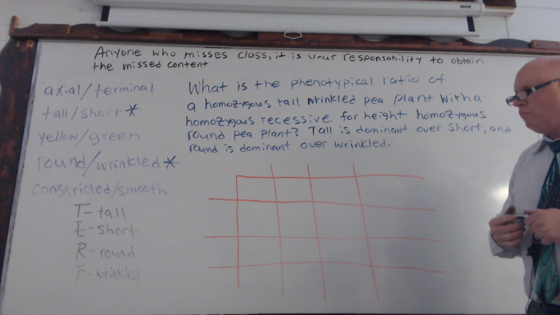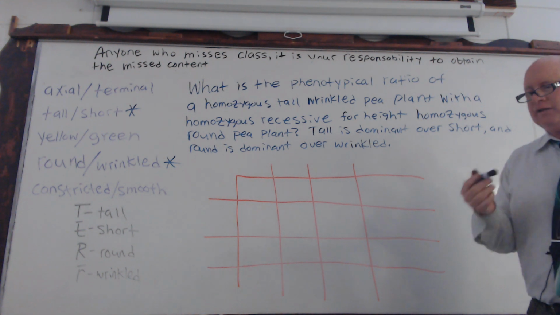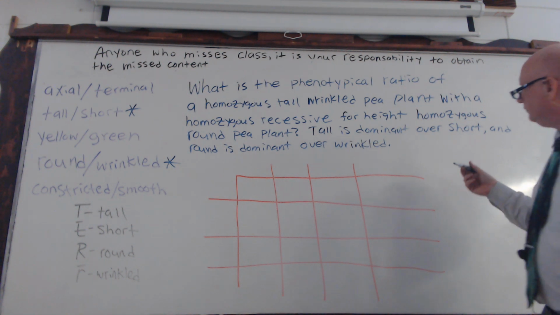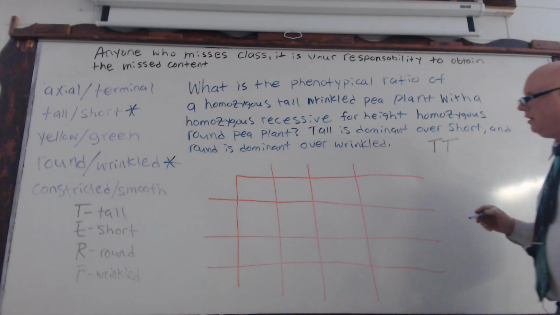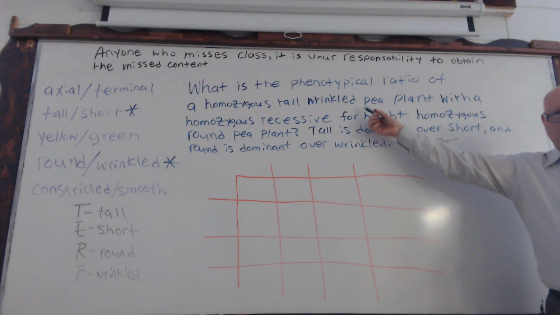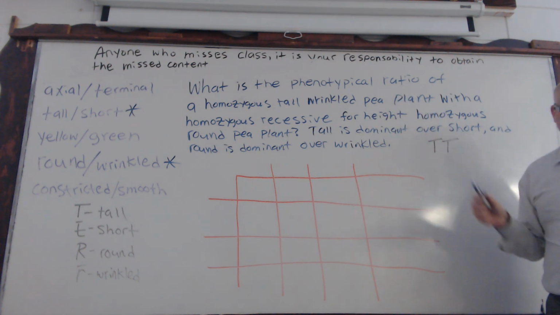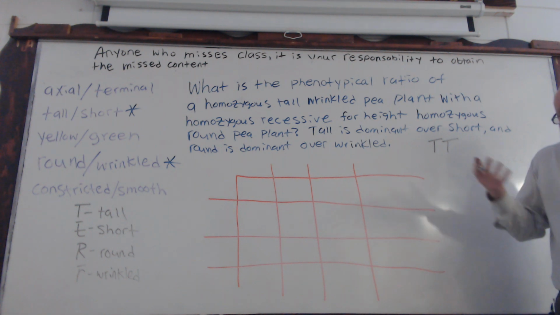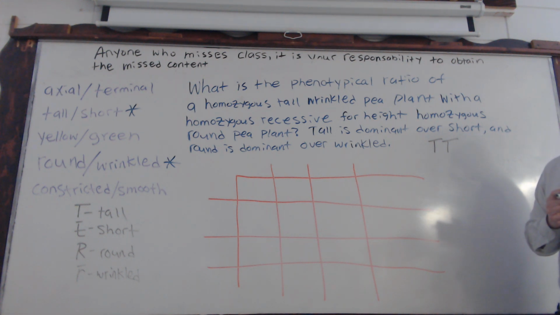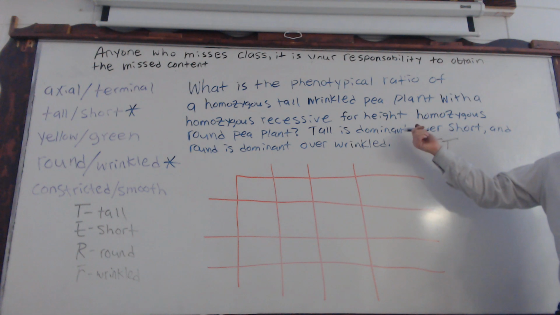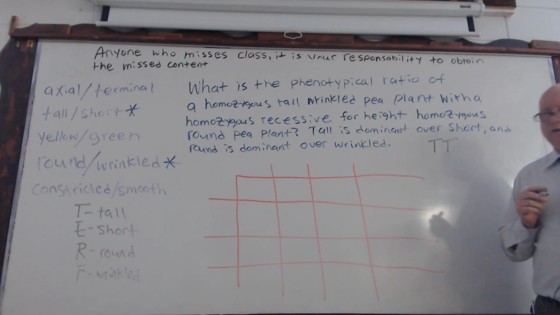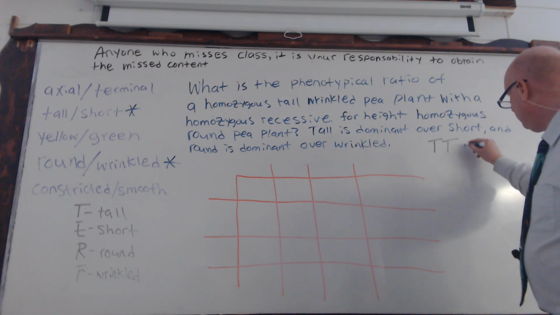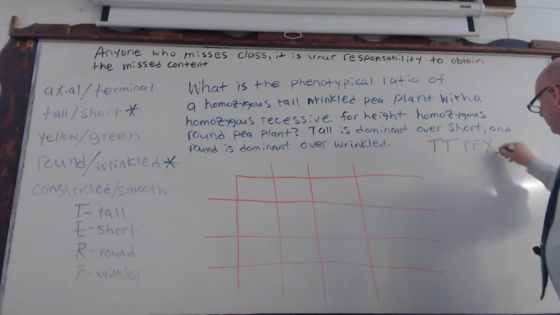homozygous tall. What are our two alleles for homozygous tall? Capital T and capital T. And then what are our two letters for wrinkled? Two lowercase r's. Okay. There's one parent.